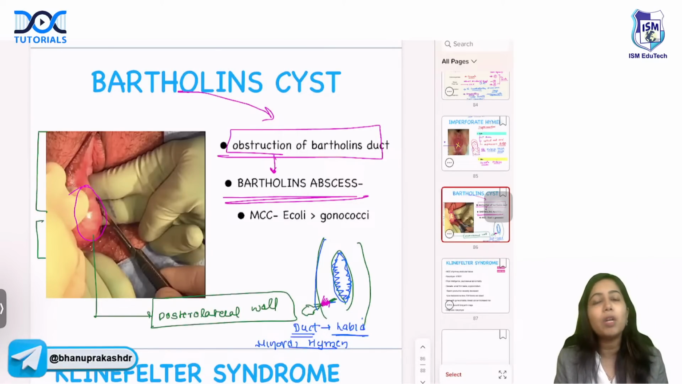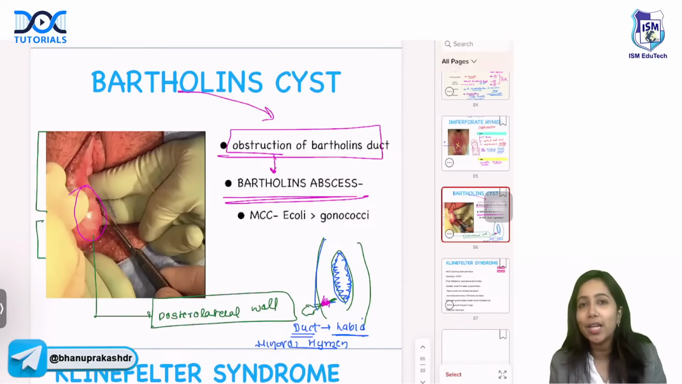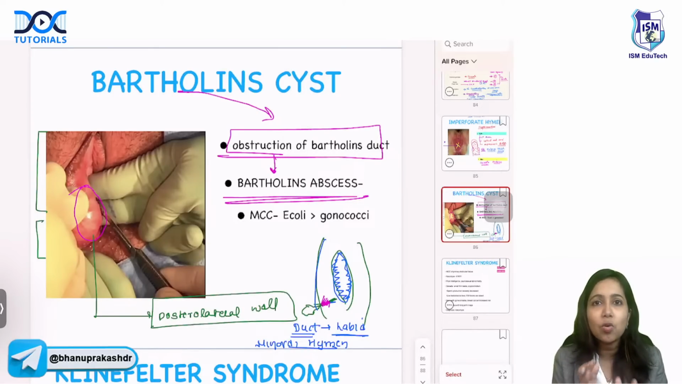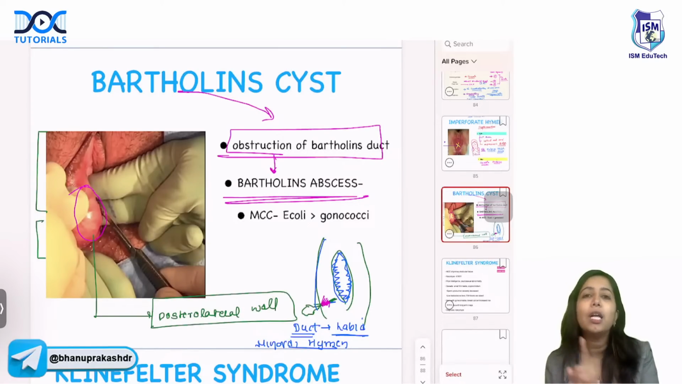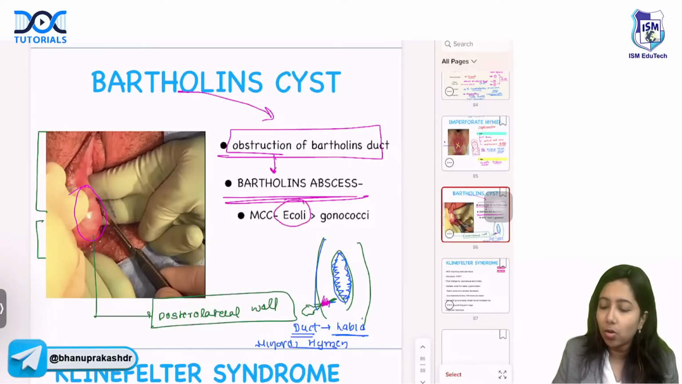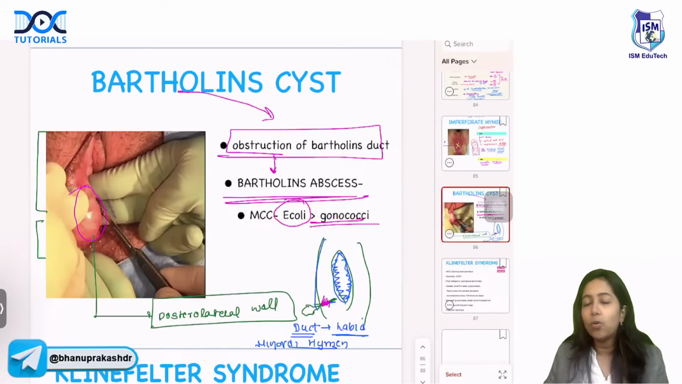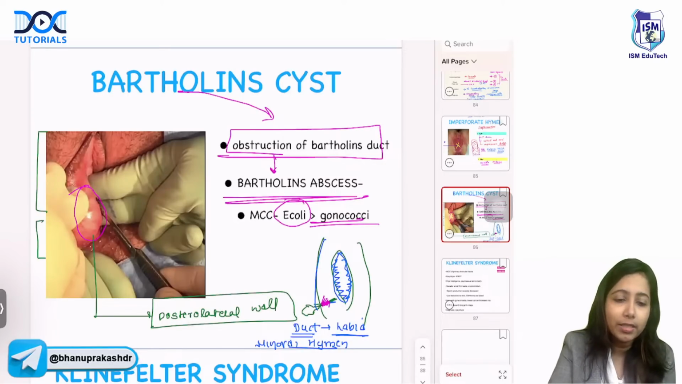The most common organism which is implicated is E. coli, followed by gonococci. Many of you have a confusion that gonococci is the most common. It's actually E. coli, followed by gonococci. Most common is E. coli, followed by gonococci. Is it clear? This is about Bartholin's cyst. Very important image-based question.